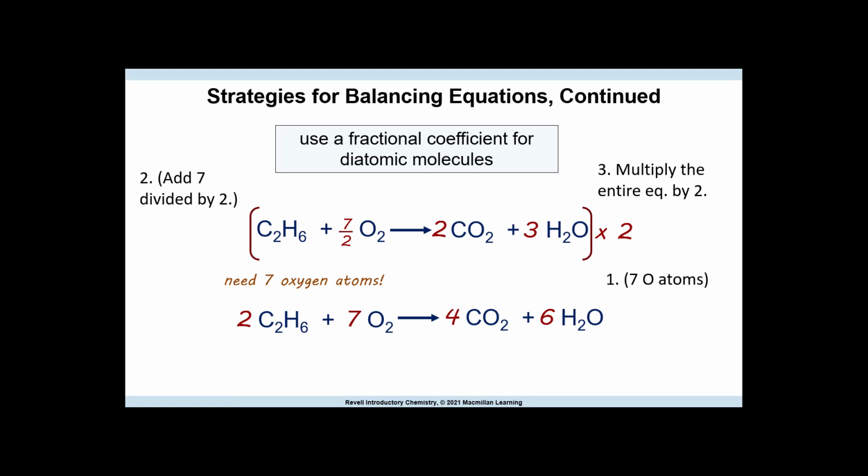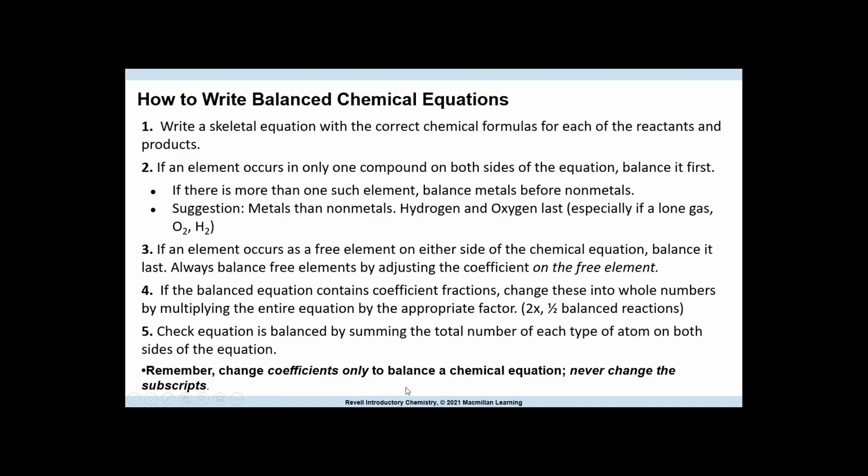So it's a trick, and most books don't teach it, so I actually like that Achieve has discussed this, because most books have students struggle, and I don't know why. And the key thing is, you have a lone diatomic element, usually hydrogen or oxygen, and you have an odd number of whatever this lone one is. That's when you divide by 2, multiply everything, and that will get you balanced.